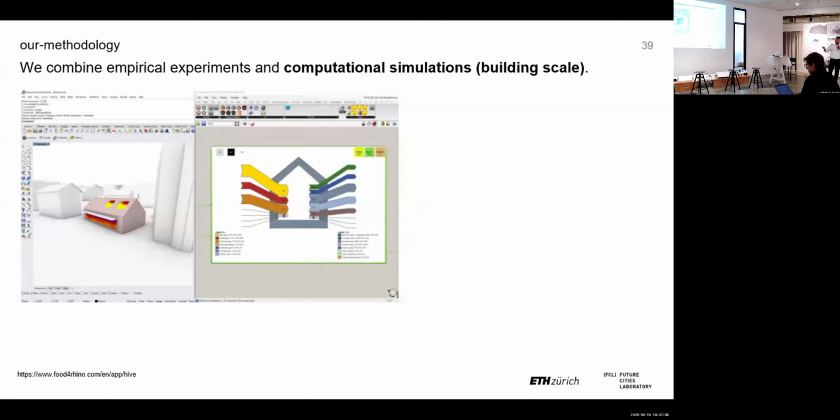And within the chair, there are building scale people and urban scale people. I'm one of the urban scale people, and there's also a building scale tool, which is a Grasshopper plugin called Hive, which you can also take a look at if you're interested. The tool does building level energy simulations.